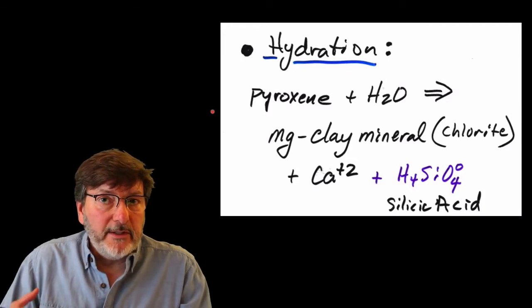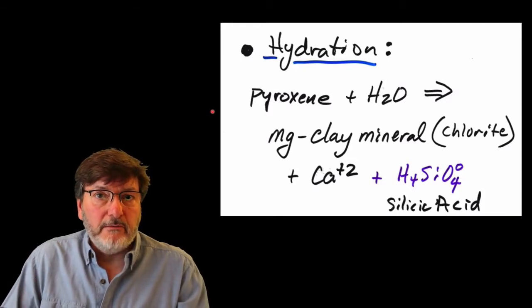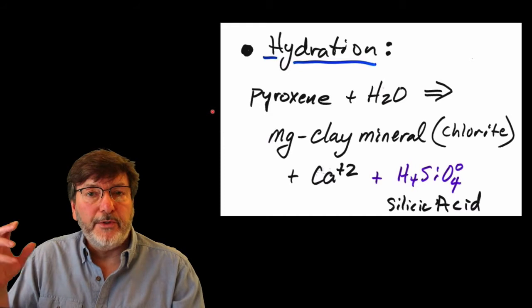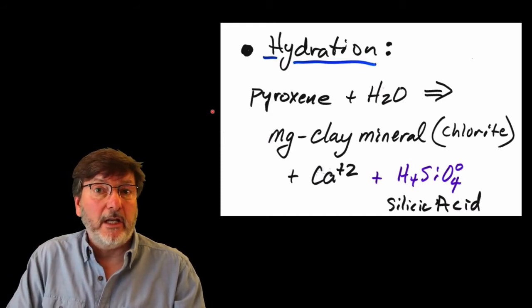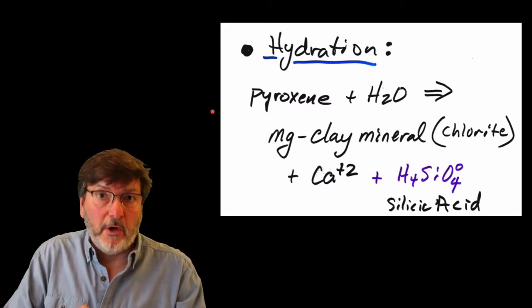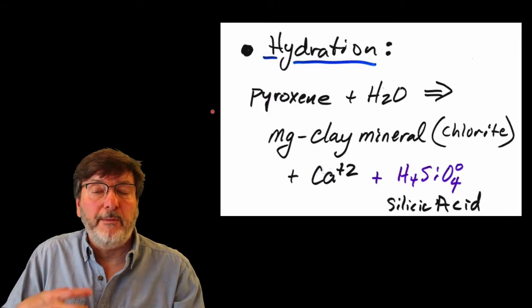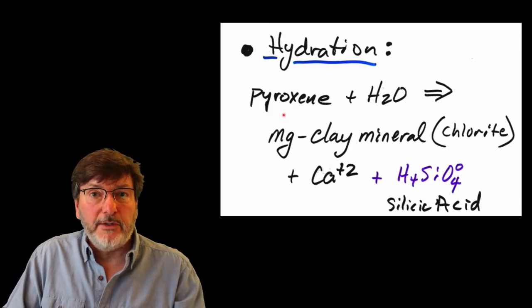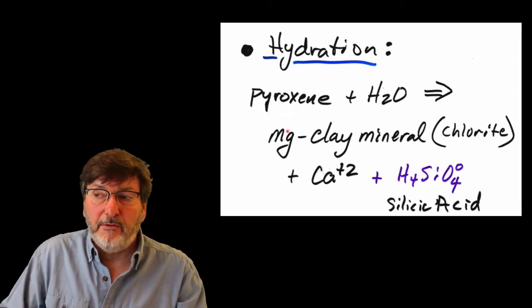Other reactions besides the ions exchanging, you get hydration. So now we have water introduced into basalt, which was basically anhydrous. There's very little water in the basalt originally, and now we're introducing huge volumes of water. And so some of the elements, some of the compounds start to hydrate. So we have hydration reactions.